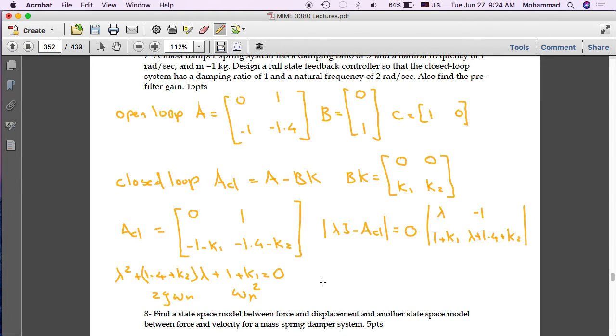So if you set those in, you get 2 equations. You see that 1.4 plus K2 has to be equal to 2 times 2, 4. And the other one is 1 plus K1 has to be also equal to 4. So this way you can find K1 and K2, which will put the eigenvalues where you would effectively have natural frequency of 2 and damping ratio of 1, which is a critically damped system, basically repeated eigenvalues at -2.